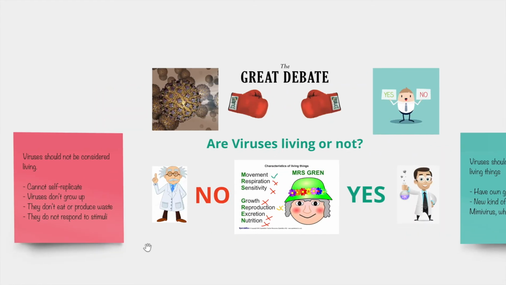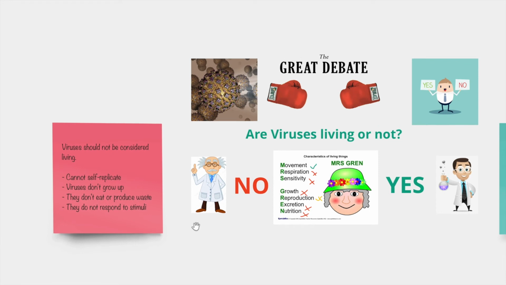So firstly, this mad scientist says viruses should not be considered living. He says that viruses cannot self-replicate. Instead, they have to use a host animal to replicate, unlike living organisms. So that makes them unliving. He also says that viruses don't grow up like you probably do. Viruses are created or born in their adult stage, and they die in the same state.